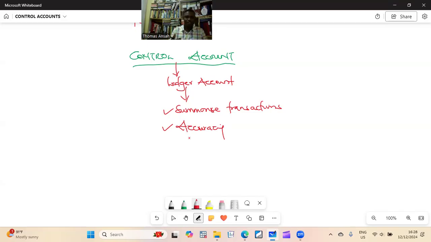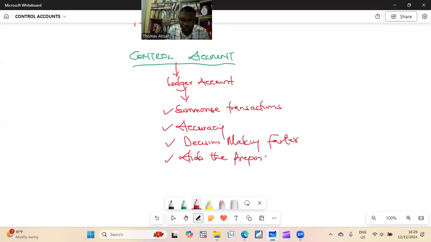And because it summarizes and helps you to check accuracy, it makes decision making faster. So it speeds up your decision making. And lastly, it aids the preparation of a trial balance. So these are the four major purposes and importance of a control account. So this is what we are going to look at.